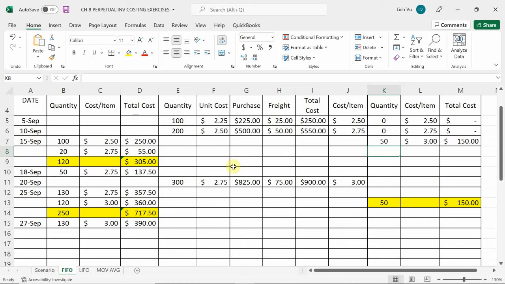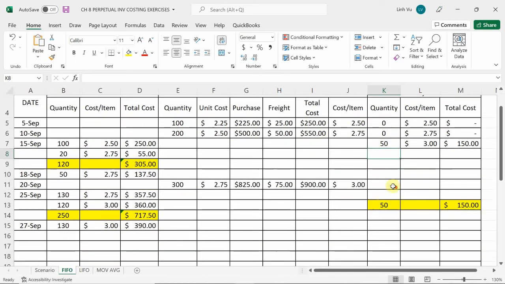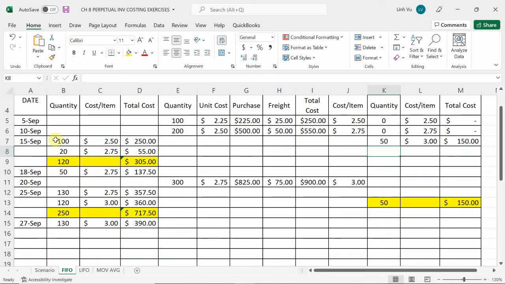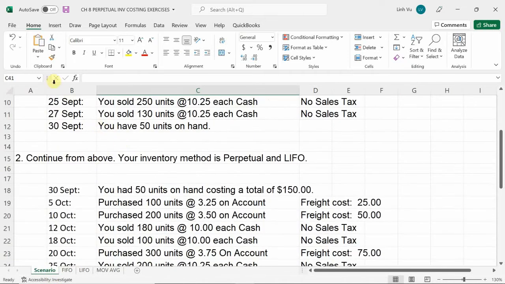All right, so we finished the first section here with the FIFO costing method. This is what we left off with: 50 units at a total of $150. So let's see what happened next. Question number 2 asks you to continue from above. However, your inventory method is going to be perpetual, and at this time we're going to switch to LIFO.